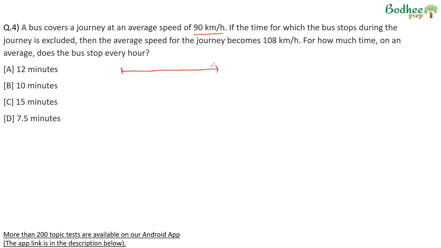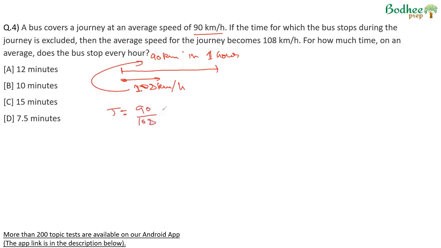Basically, the bus is able to cover 90 kilometers in 1 hour, but that is because it is stopping. Whenever it travels, it travels at 108 kmph. Now, at this speed, to cover 90 kilometers, what will be the time? Time will be distance upon speed. This is in hours, multiplied by 60 to get the time in minutes. So to cover 90 kilometers at the speed of 108, time taken will be 90 upon 108, divided by 18, 5 by 6, into 60, or 50 minutes.